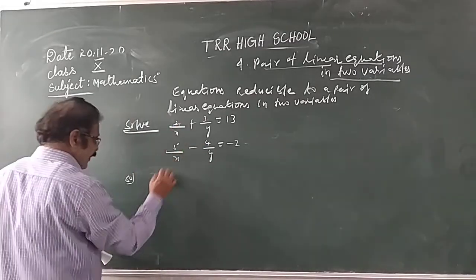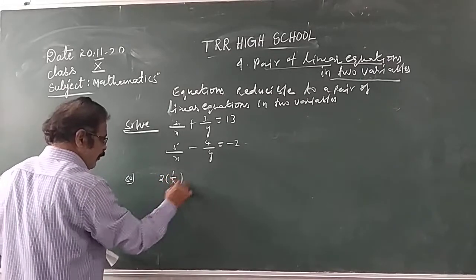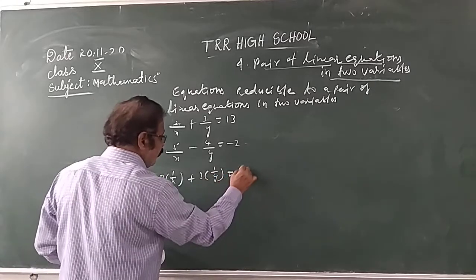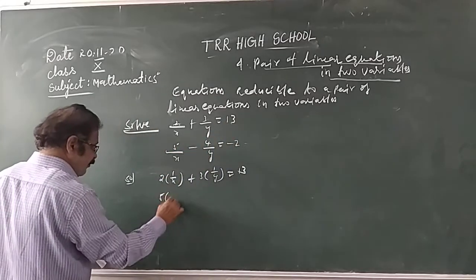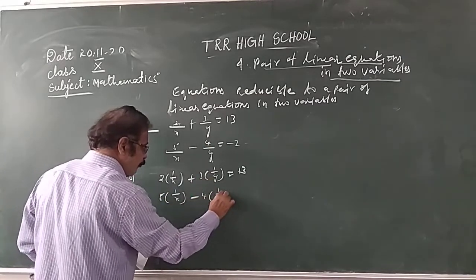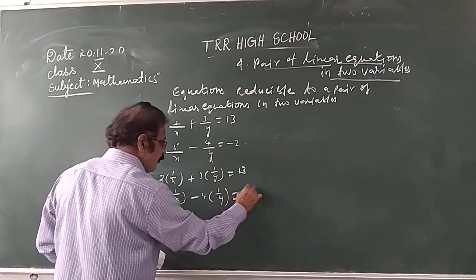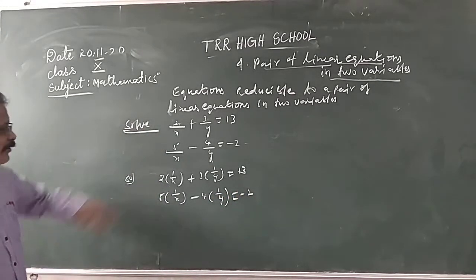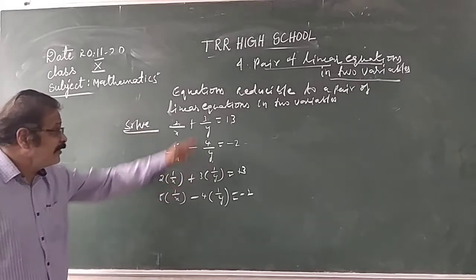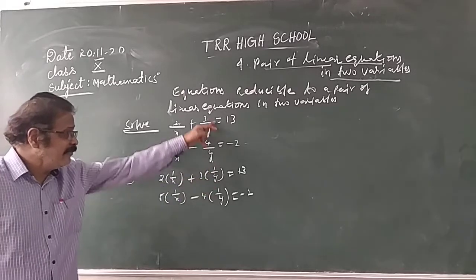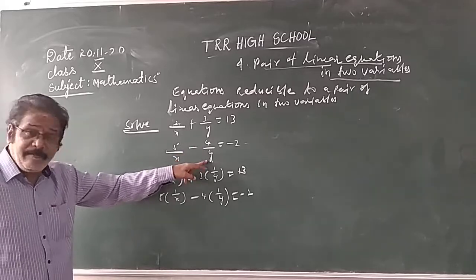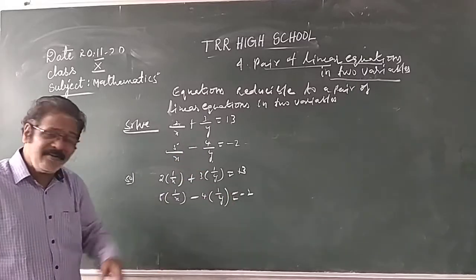Like that, 2 by x is 2 into 1 by x, 3 by y is 3 into 1 by y, equal to 13. 5 by x is 5 into 1 by x, minus 4 by y is 4 into 1 by y, equal to minus 2. Like this, you have to reduce it. Rearranging, 2 into 1 by x plus 3 into 1 by y is equal to 13. 5 into 1 by x minus 4 into 1 by y is equal to minus 2.